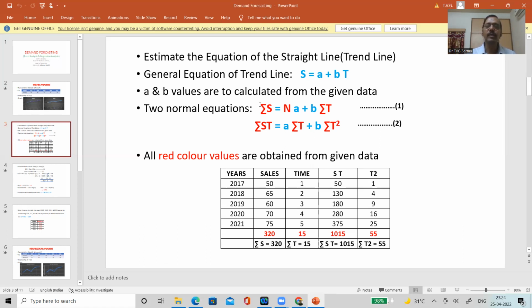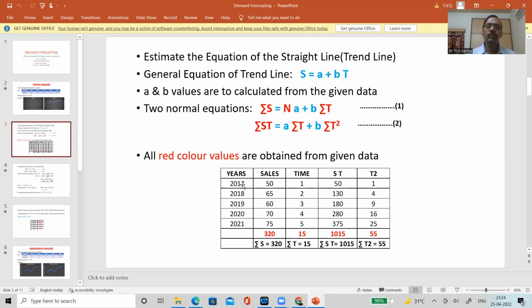For example, summation S is nothing but the total of sales. The total of sales is given as summation S is equal to 320. So here it is 320. N is nothing but the number of observations: 1, 2, 3, 4, 5. Five-year data is given. So this is 5A plus B summation T. T is nothing but taken as 1, 2, 3, 4, 5.